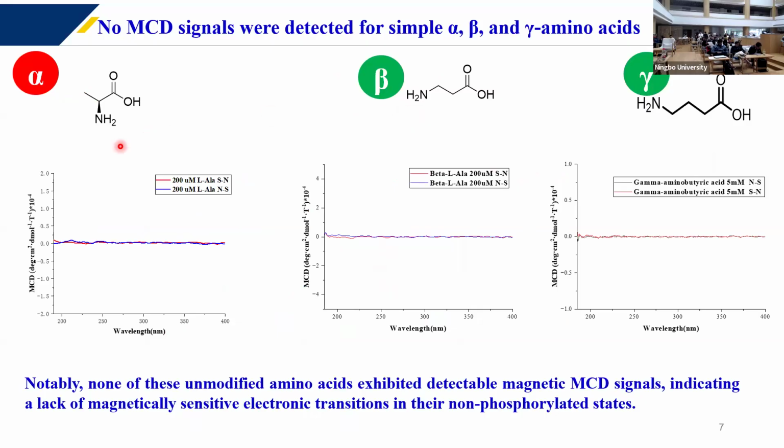First, we tested three simple amino acids such as alpha alanine, beta alanine, and gamma aminobutyric acid under the standard MCD measurement conditions. Notably, none of these unmodified amino acids exhibited detectable MCD signals, indicating a lack of magnetic receptive electronic transition in their non-phosphorylated state.